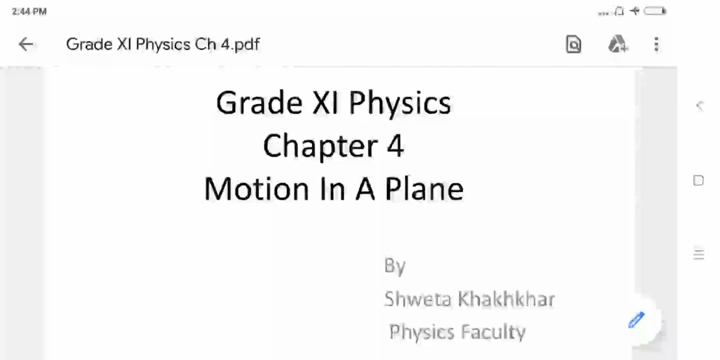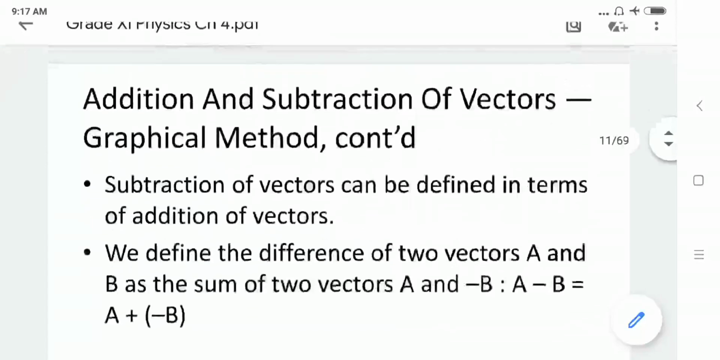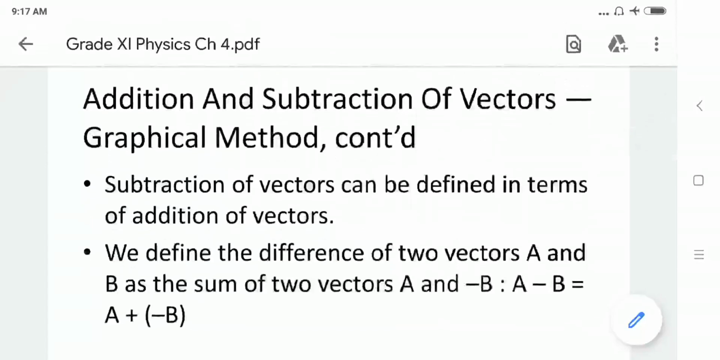Hello students, let us start our new session of chapter number 4, Motion in a Plane. In an earlier session, we understood how the addition operation can be performed between two vectors using the triangle method. Now let us understand how the subtraction of vectors can be defined in terms of addition of vectors.